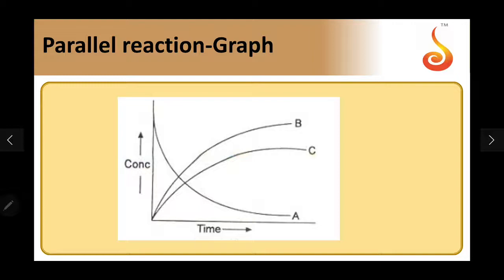The graph for parallel reaction. We can see all are considered to be first order. So the concentration of A decreases exponentially from here to here. This is the decrease in the concentration of A, and B and C exponentially increase with time. That is the graph for a parallel reaction.